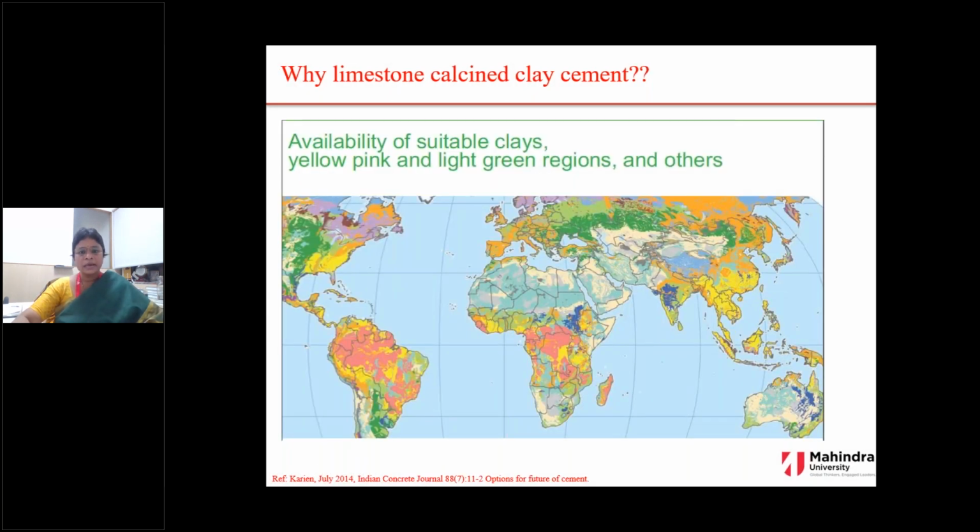And this slide shows the availability of suitable clays in and around the world. If you look, there are many parts of the world where you can see the availability of suitable calcined clays which can be useful.